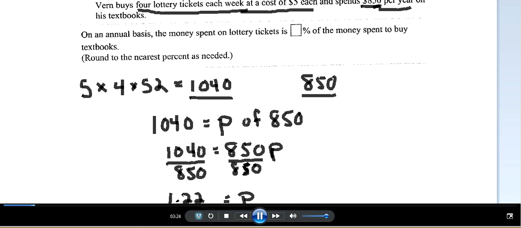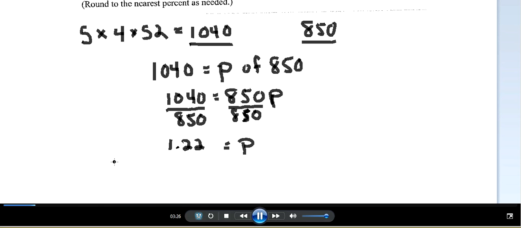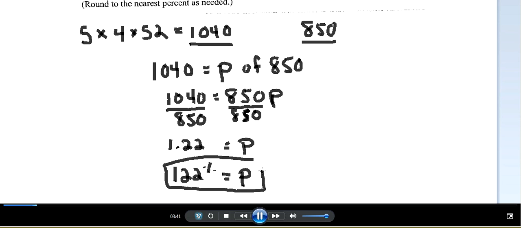Okay, and what do I do with that? I move it over 2 places or multiply it by 100 to give me 122% equals P. Okay, so that's our answer for number one. Alright, first one. We got 28 problems altogether, so we'll be here for a while.